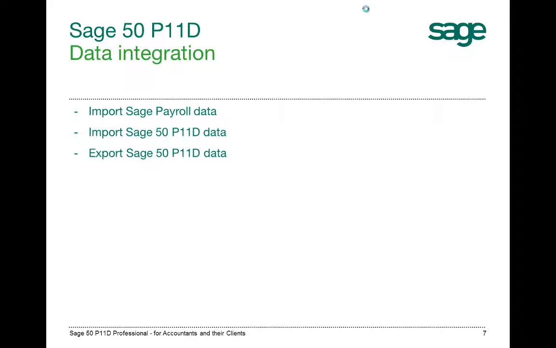You can also use the data held in Sage 50 P11D with external applications, so you can export benefit, employee or employer information as well. It integrates with Microsoft, so you have the ability to send emails, to export data directly to Excel, and you can update Outlook tasks as well. You can also create contacts, or you can run Word mail merges.